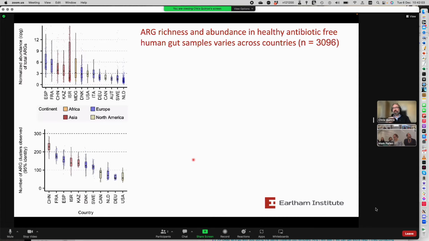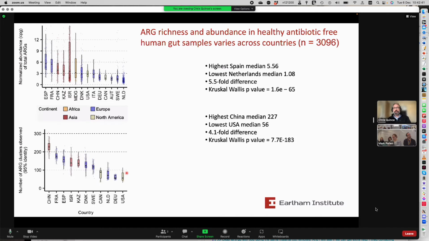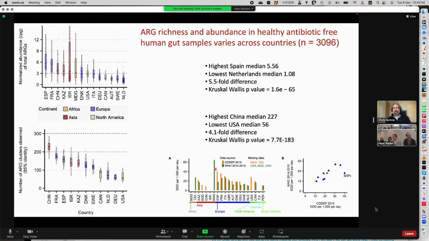This is typically how you do these studies, right? The most obvious piece of metadata in this case was the different countries. And one thing that was very striking is that there was a large variation in resistance levels in the gut across countries. Overall, the highest total abundance of resistance genes was found in Spanish samples, and the least in the Netherlands. In terms of diversity, i.e. the number of ARGs that we saw in each sample, that was highest for China and France, and lowest for the USA. So the question is, what might be driving these differences?